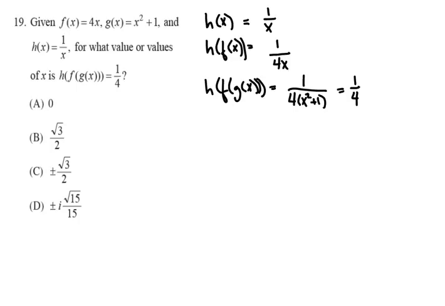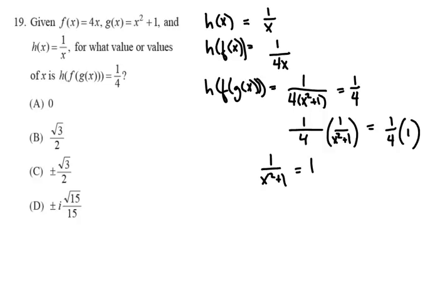So we set it equal to 1/4, and you can do a number of different things here. You can cross multiply. But because I know that 1 over 4 is equal to 1 over 4 times the quantity x squared plus 1, I could rewrite this in this way: 1/4 times 1 over x squared plus 1 is equal to 1/4 times 1. Since the 1/4s are the same, I know that 1 over x squared plus 1 is equal to 1.